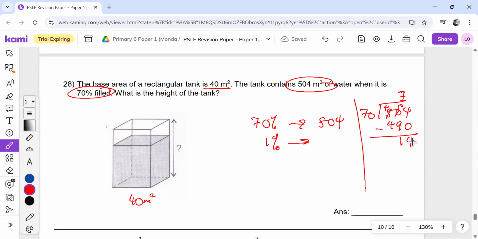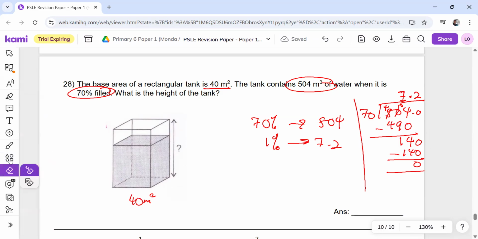So you have 14, right? That's a remainder. How to continue? Add a point 0, put the 0 down, and then raise up the decimal point. And then what times 70 is 140? 2 times 70 is 140. And that's how you get 7.2. Do you know how to divide to get a decimal?